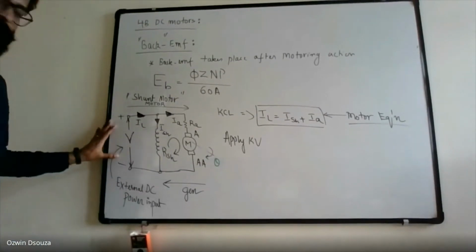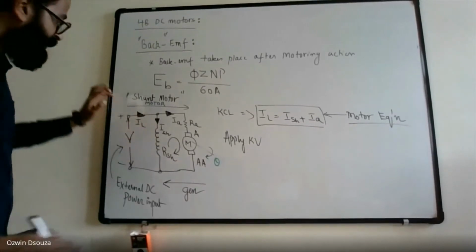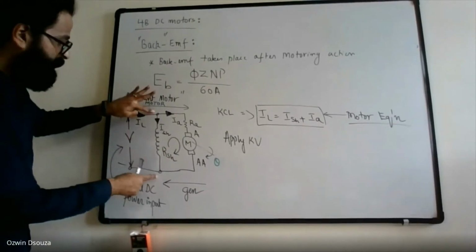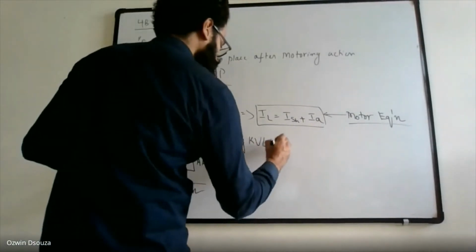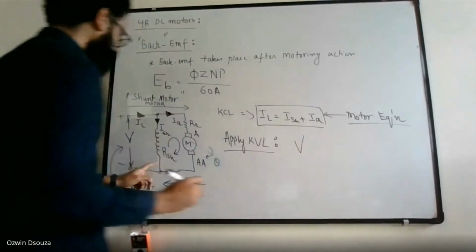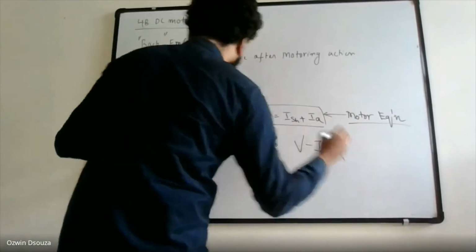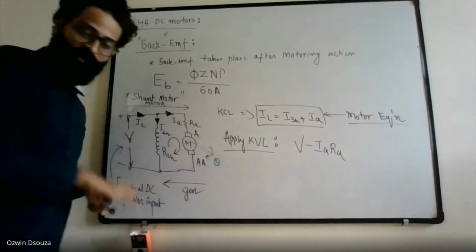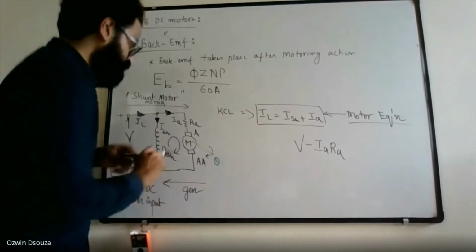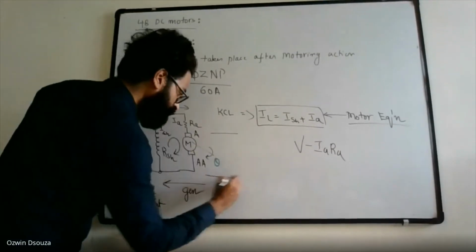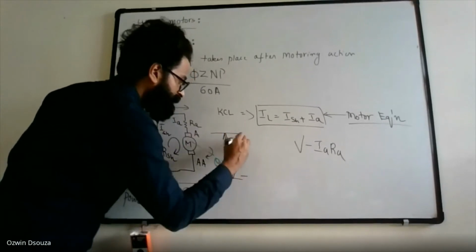So the same voltage will come across the shunt field winding as well because it is directly connected. So when we apply KVL, what do we have? V minus IR. And let us also show the EMF generated. This is your back EMF, minus plus.